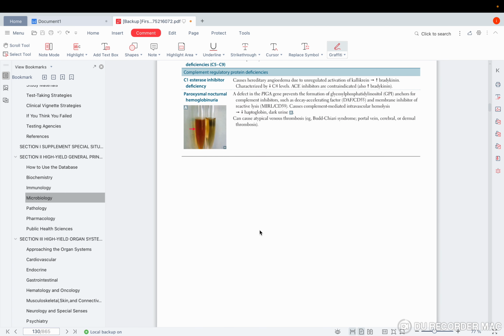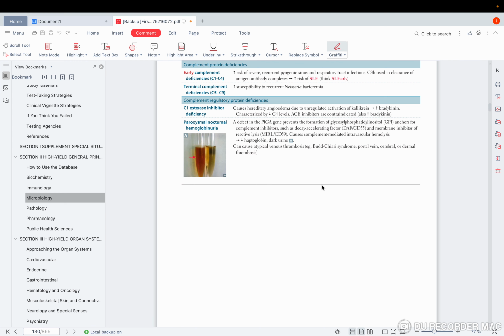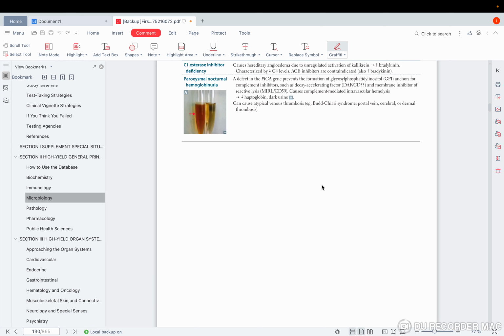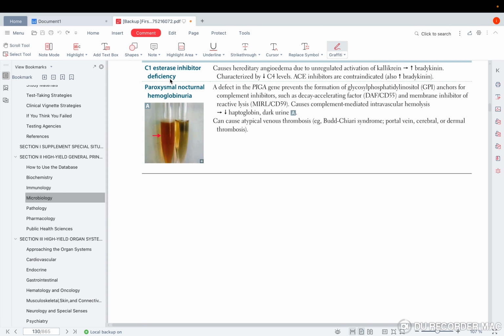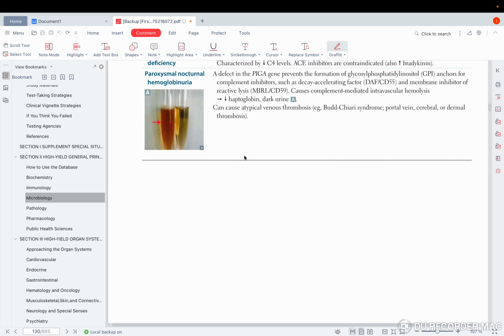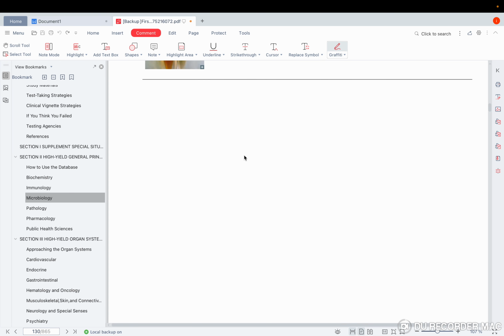Respiratory tract infection, sinopulmonary tract infection, and also which autoimmune disease? Lupus. Excellent. Okay, so somebody who has paroxysmal nocturnal hemoglobinuria, when will he have red urine? Is it in the morning or in the evening? Morning. Yep, because he has more CO2 during the night. Well, the hemolysis, is it going to be intra or extravascular?